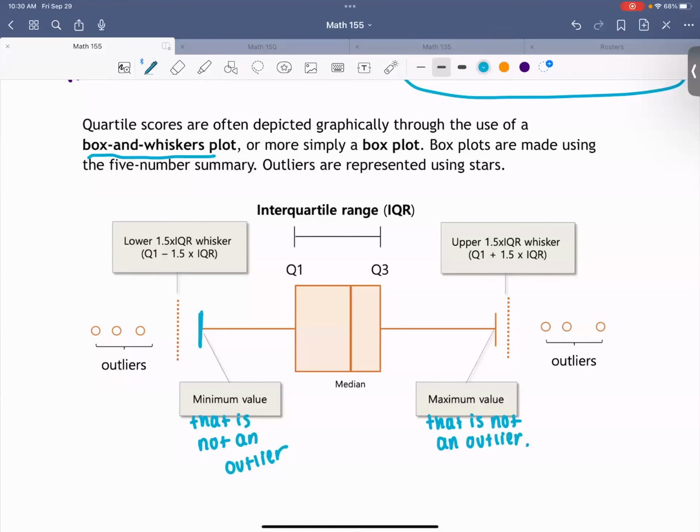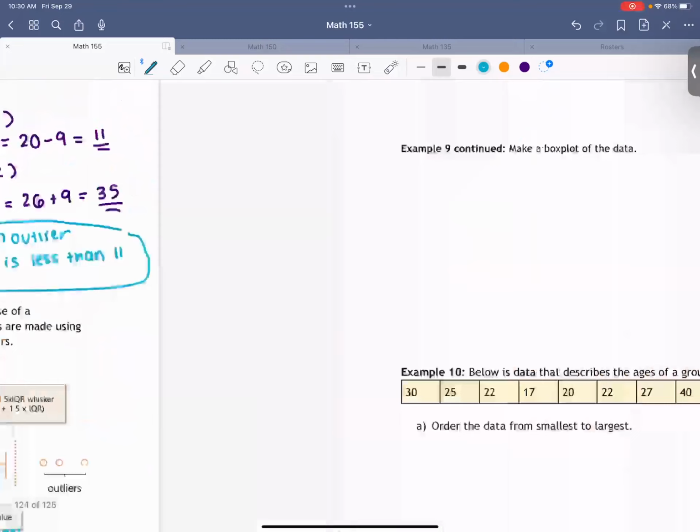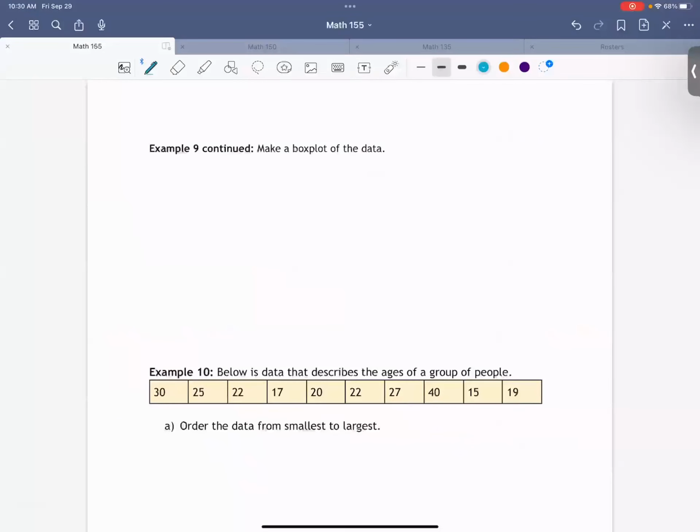Okay. Any questions on making box plots? All right. Then why don't we just go ahead and create one ourselves? Okay. So we're going to continue the last example and create a box plot of our information here.